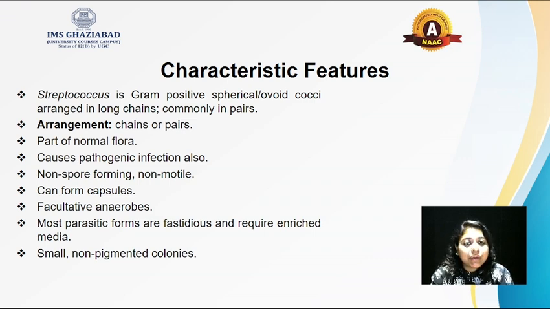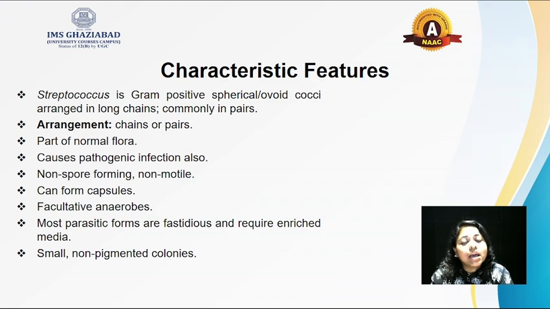They can be arranged in a pair form or in a chain form. They are pathogenic also. What is pathogenic? They have the virulence capacity to cause infection in human beings, in some animals, in living beings. They are non-spore forming bacteria, but in some conditions they also form capsules.